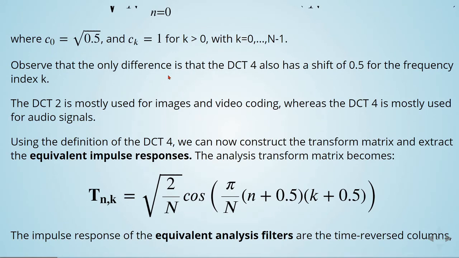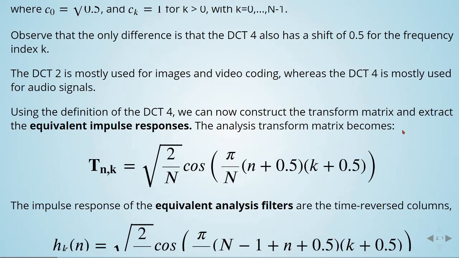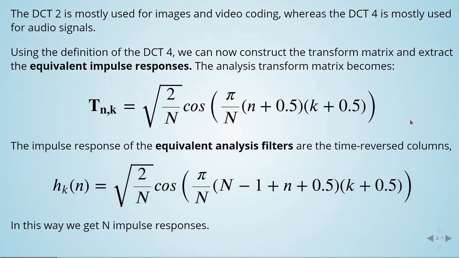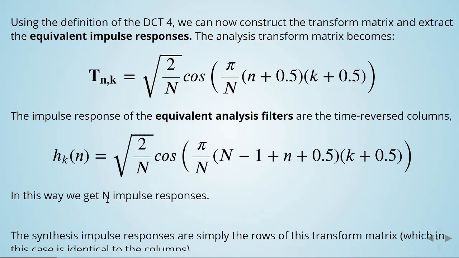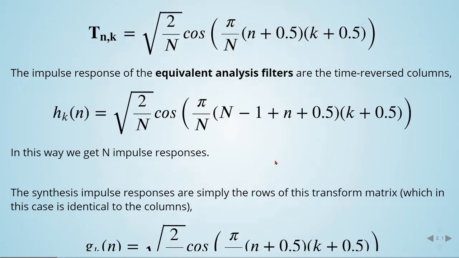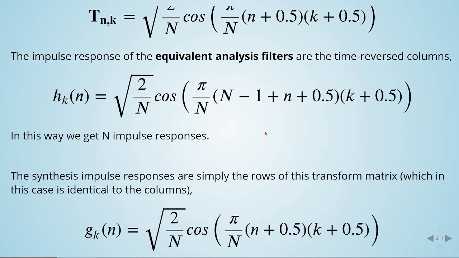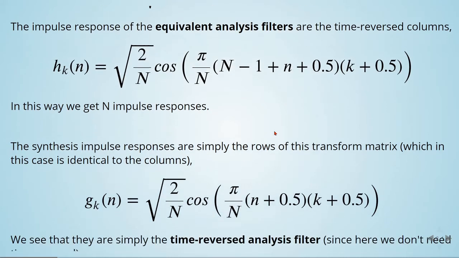So using the definition of the DCT4, we can now construct the transform matrix and extract the equivalent impulse responses. The analysis transform matrix becomes this here. The impulse responses of the equivalent analysis filters are the time reversed columns. So this is the impulse response of the equivalent analysis filters, and in this way we get capital N impulse responses. The synthesis impulse responses are simply the rows of this transform matrix, which in this case is identical to the columns.